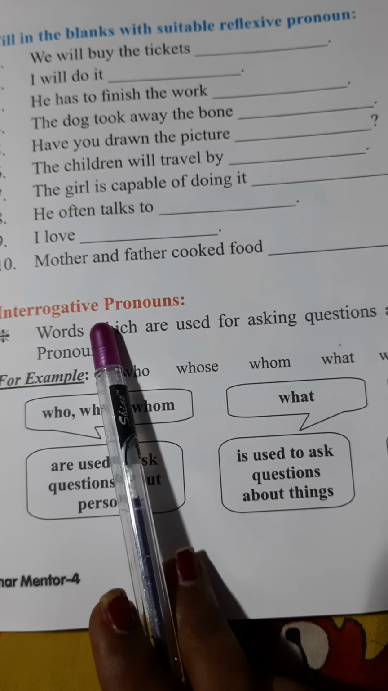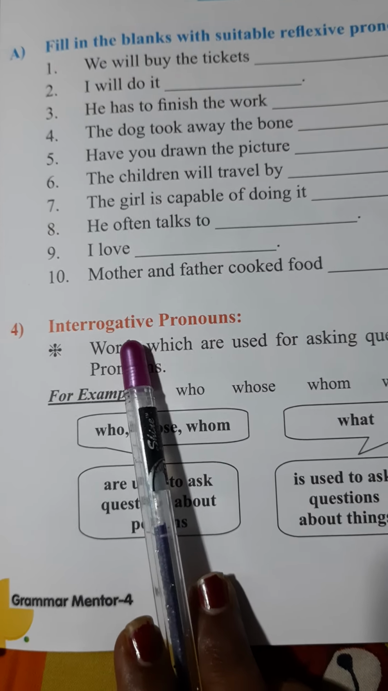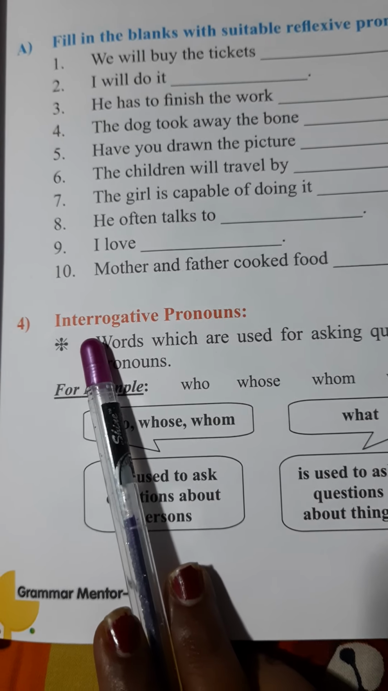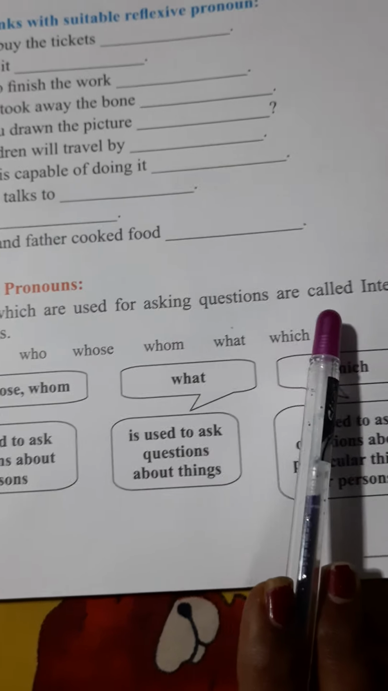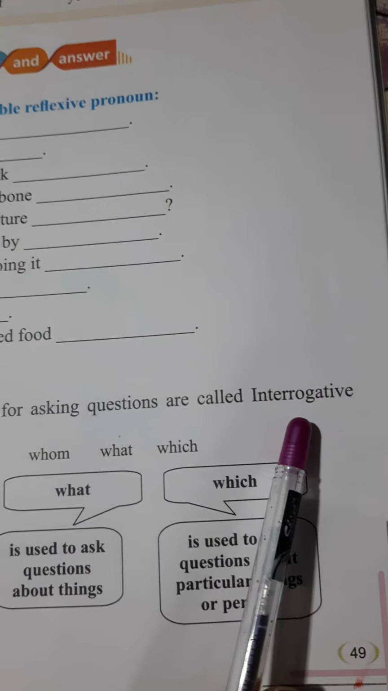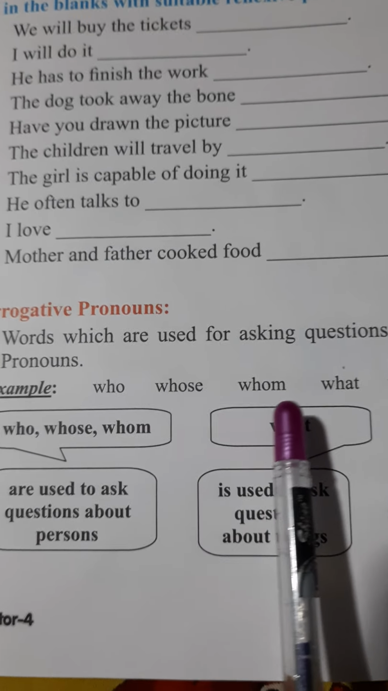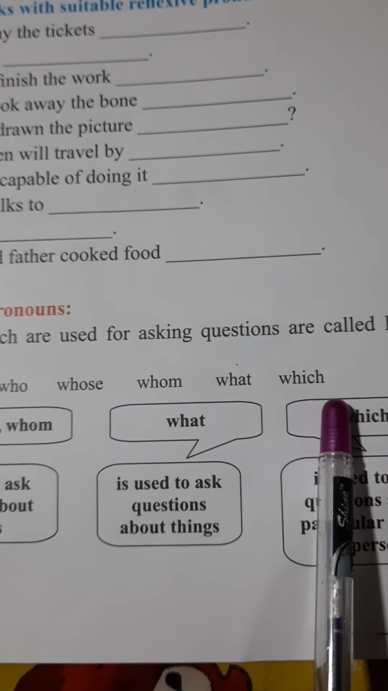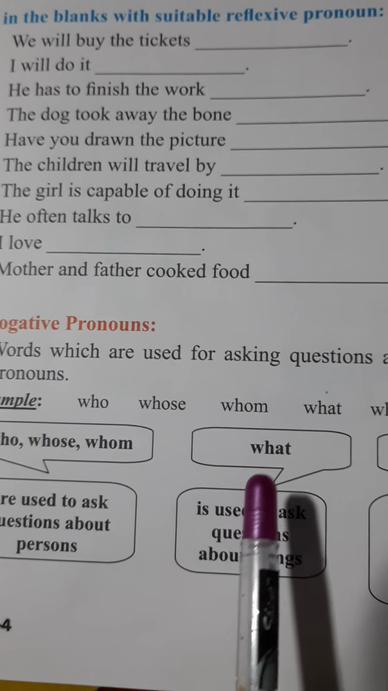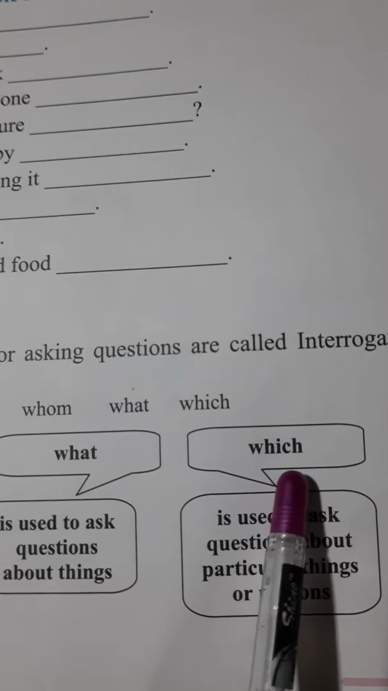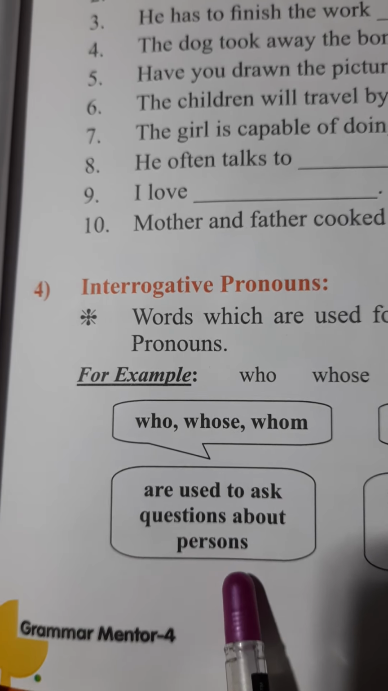Next, the last one, is interrogative pronoun. Interrogative means, already you know, asking question. Meaning of interrogative is asking question. Words which are used for asking questions are called interrogative pronouns, like who, whose, whom, what, which. Now who, whose, whom are used to ask questions about person.